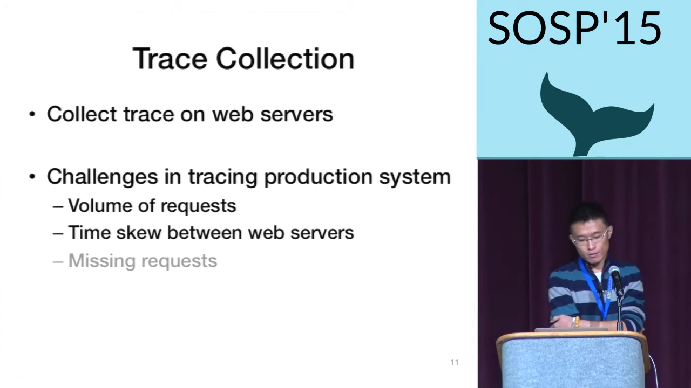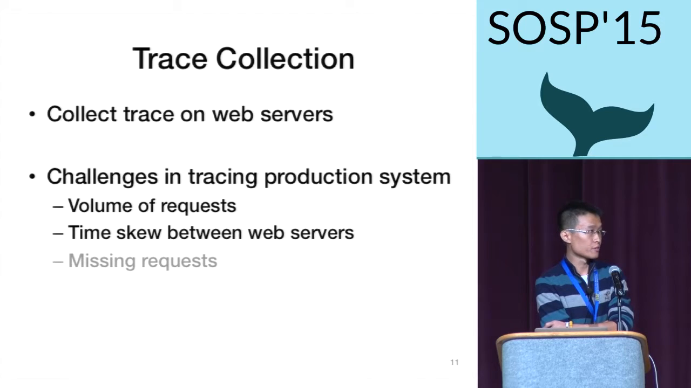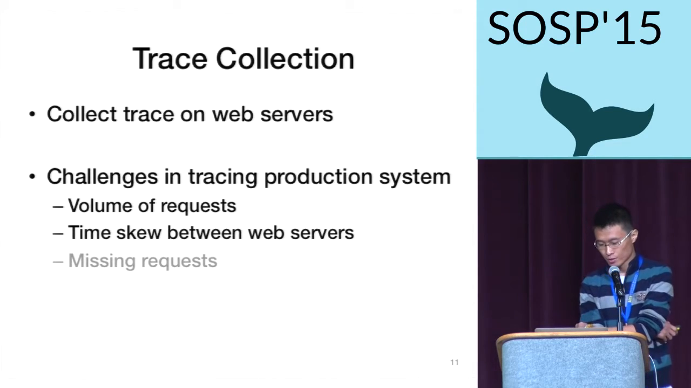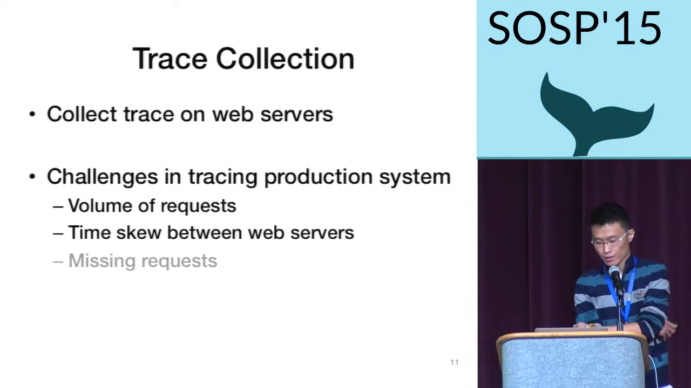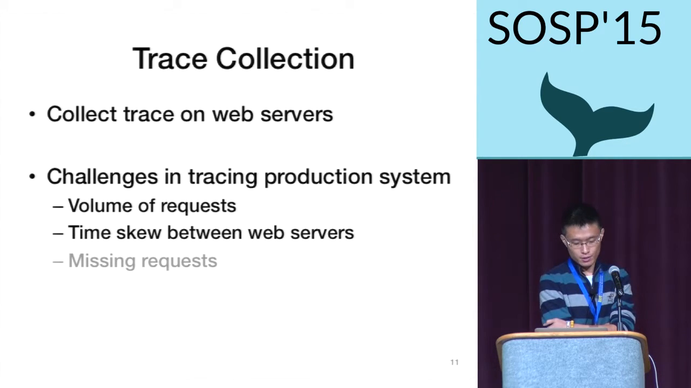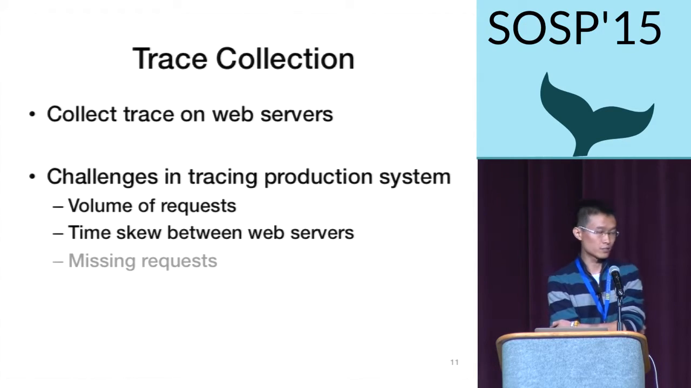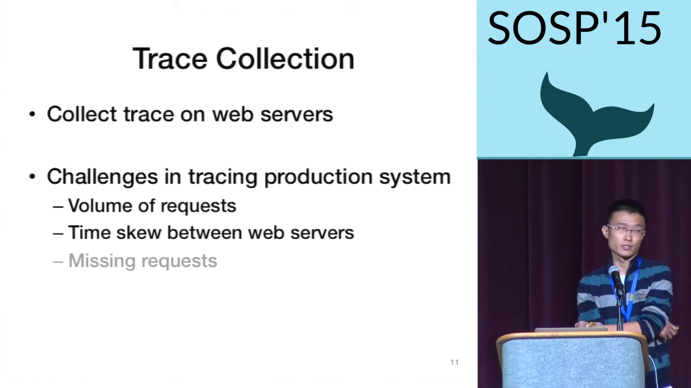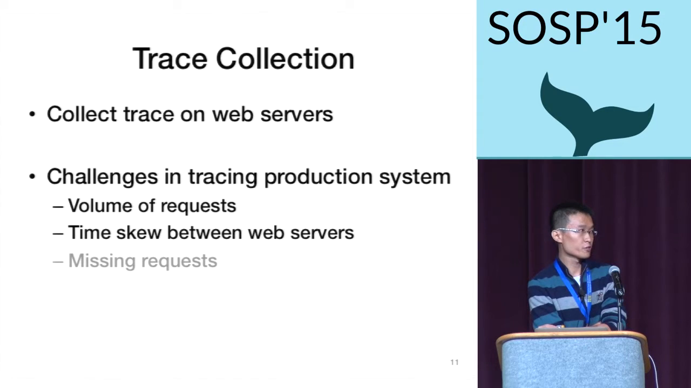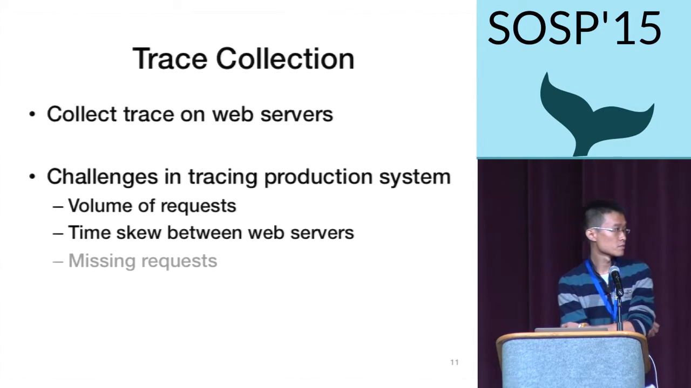For trace collection, we collect trees on web servers. That's where user requests are issued. During the trace collection, because we are dealing with a production system, we faced some real-world challenges and gained a lot of experience in overcoming those challenges. For instance, the huge volume of user requests, the time scale over the web servers, and also the missing entries in the trees. So in this talk, I will briefly talk about the first two challenges.